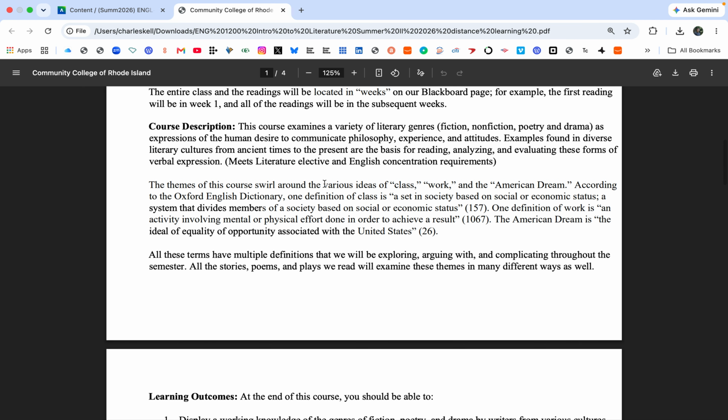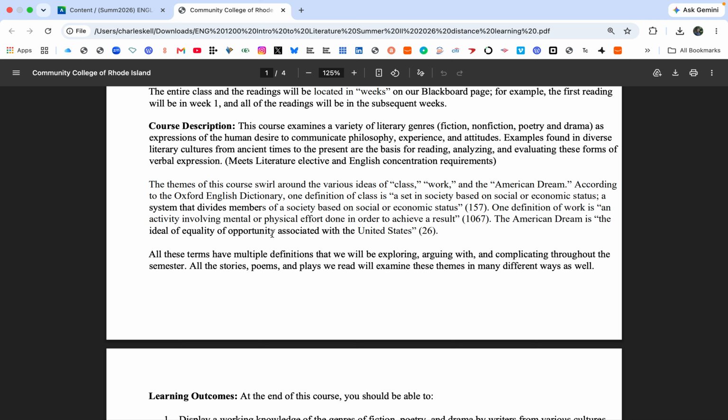Here's my description. The themes of this course swirl around the various ideas of class, work, and the American dream. According to the Oxford English Dictionary, one definition of class is, quote, a set in society based on social or economic status, a system that divides members of a society based on social or economic status. We'll be looking at various notions of class throughout.